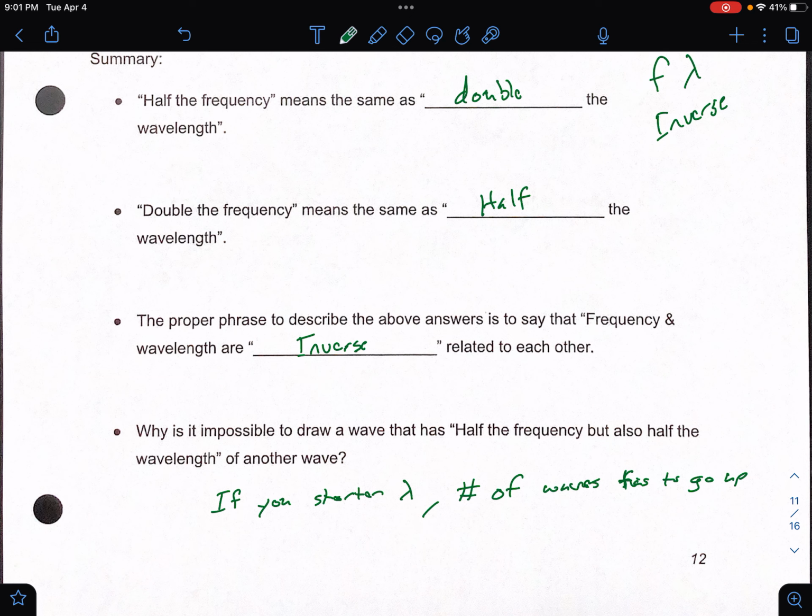So that ends that video. The next video will start on page 13, and we'll actually start doing calculations.